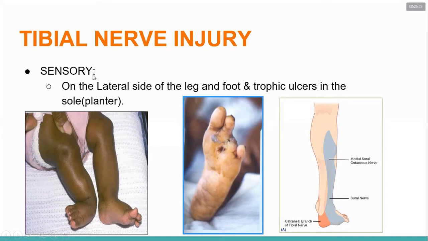Because the tibial nerve is injured, the sensory loss follows. The tibial nerve gives rise to your sural nerve that supplies the posterior middle aspect of the leg, posterior lateral aspect of the leg and your sole of the foot. So the patient will have ulcers in the sole of the foot because it is insensitive. So this is about the sensory deficit of tibial nerve injury.